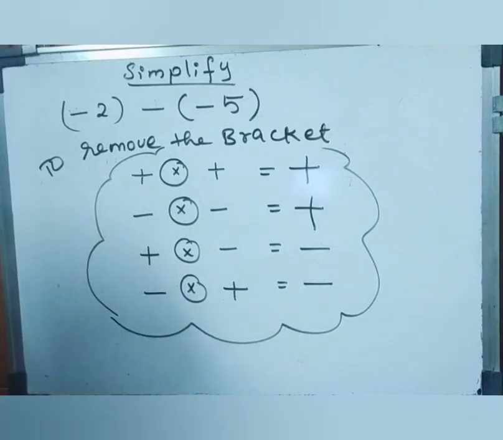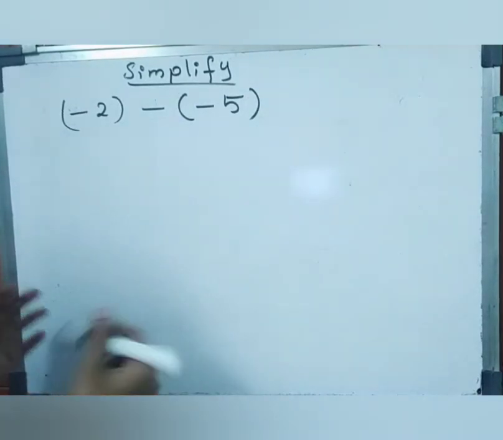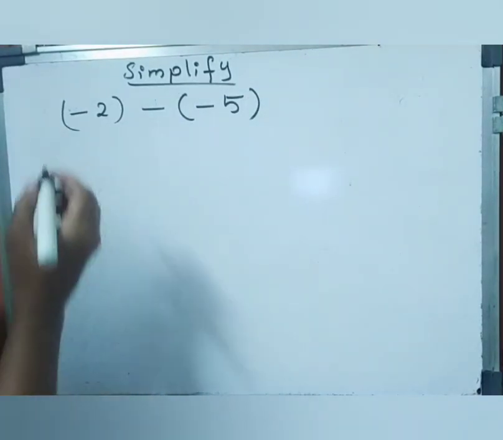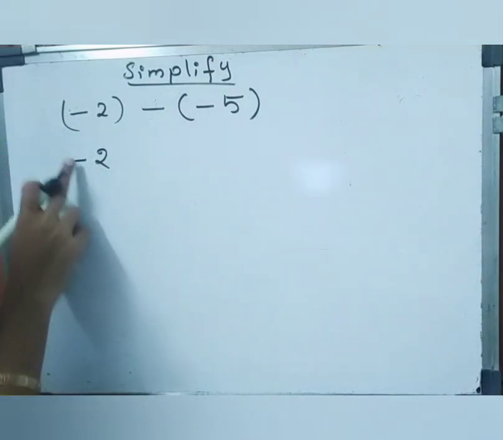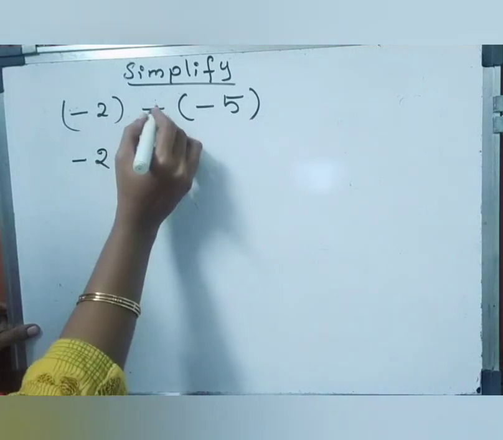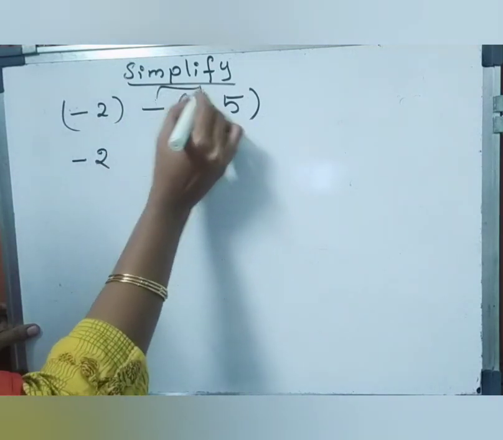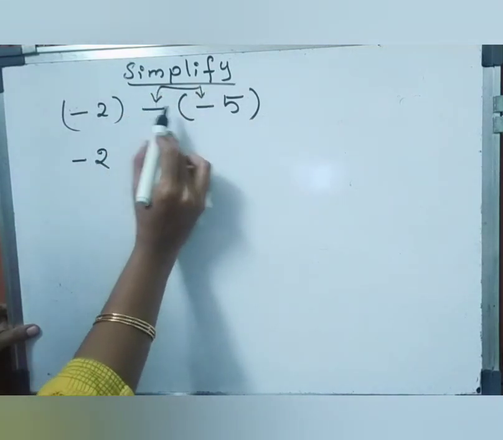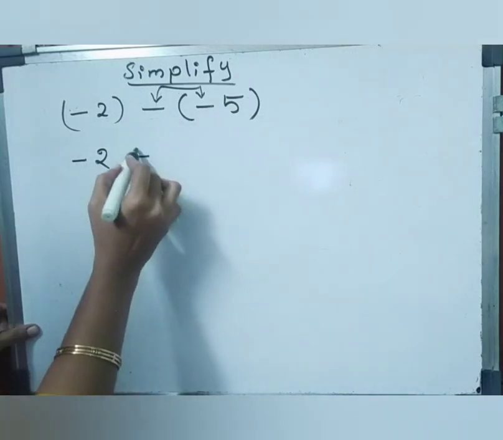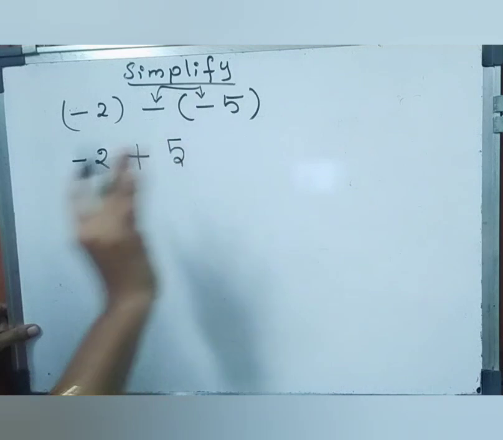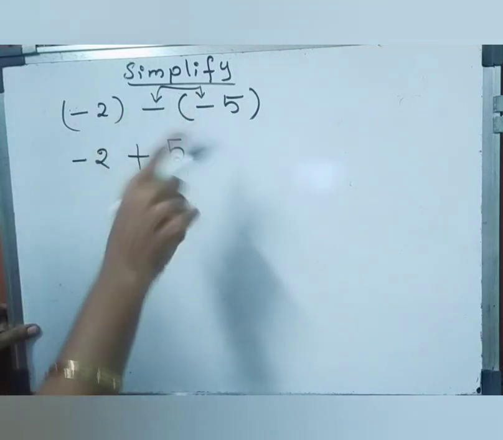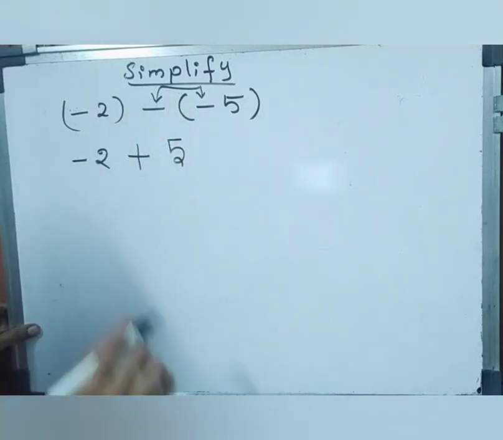Now I am going to use the multiplication rule. The first term is minus 2. There is no sign before this bracket, so it stays the same, minus 2. And then I'm going to take these two minuses. When we multiply minus into minus, we have plus 5. So we don't have any bracket now. After multiplication of signs, we can remove all the brackets. You don't need to write the bracket now.